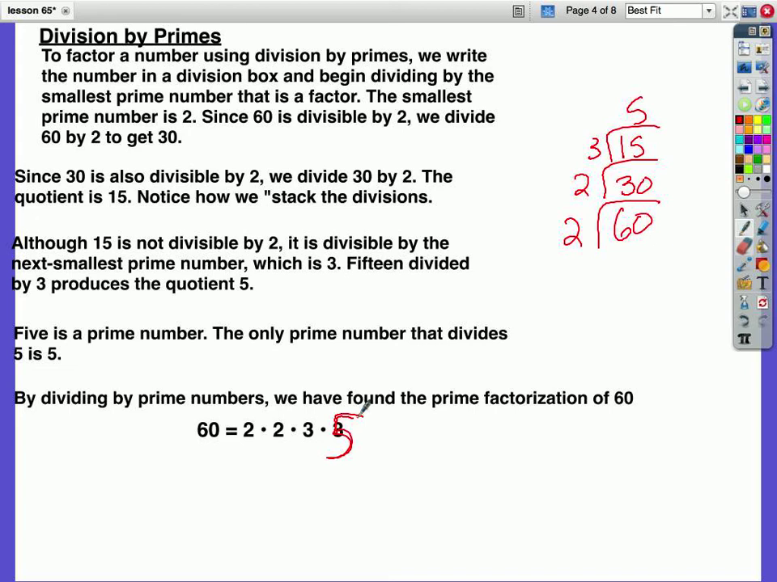But to write my prime factorization, I'm going to look outside of my division boxes at all these prime numbers, and what I have is 2 times 2 times 3 times 5. So the prime factorization of 60 is 2 times 2 times 3 times 5.